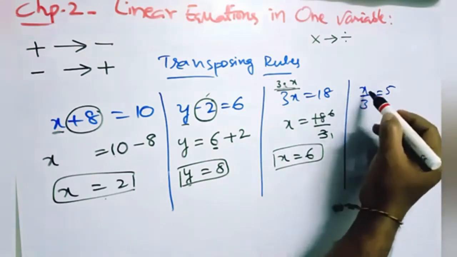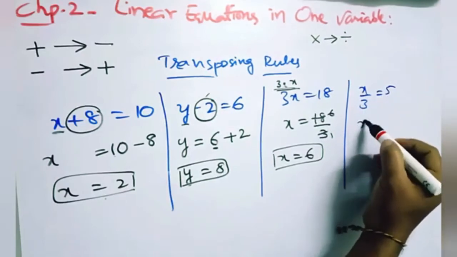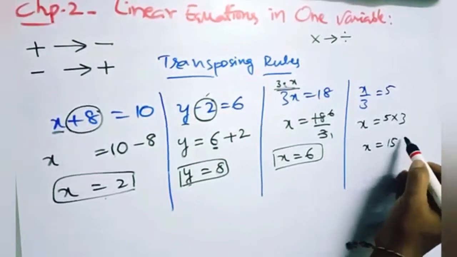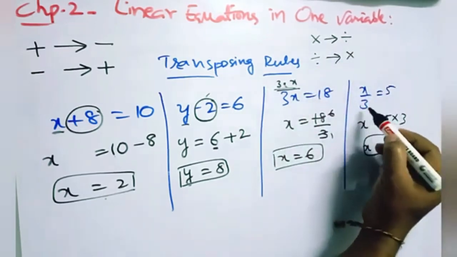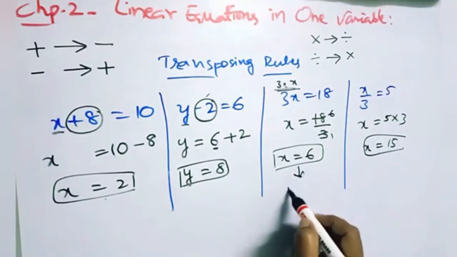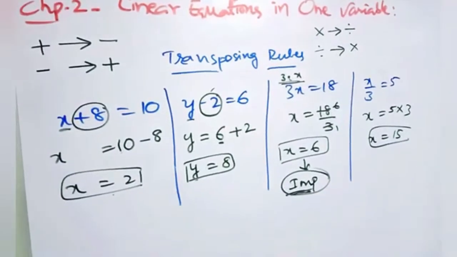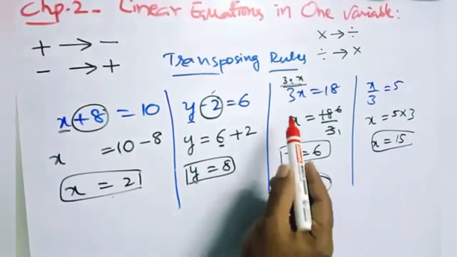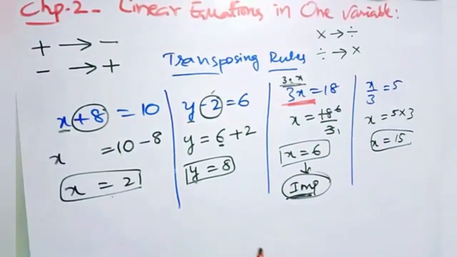Now see, it is a division. Why? Because there is x by 3. To get the x value, we need to multiply 5 into 3. So x becomes 15 now. If I transpose the division to the right side, it becomes multiplication. And this one is very, very important. The fifth one, multiplication, is very, very important. Why? Because if you are solving any equation, the final step we get is something like 3x is equal to 18. So this multiplication step is very, very important for each and every solution.